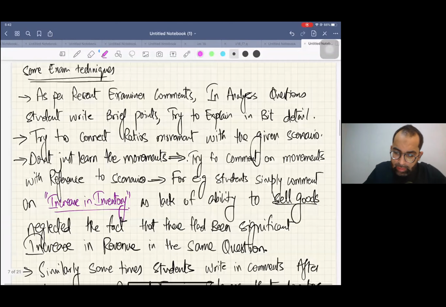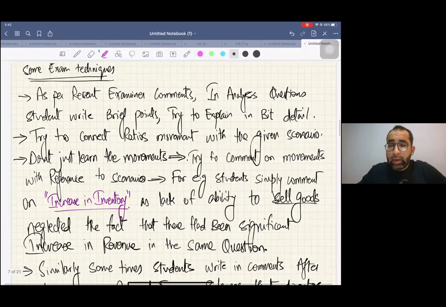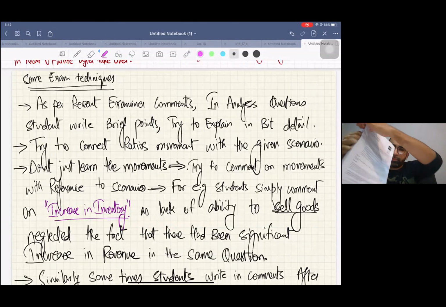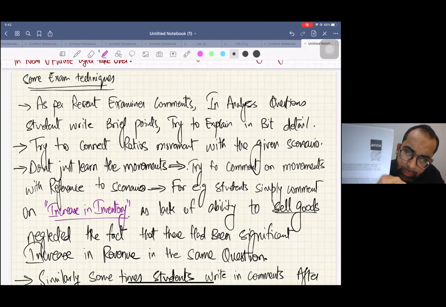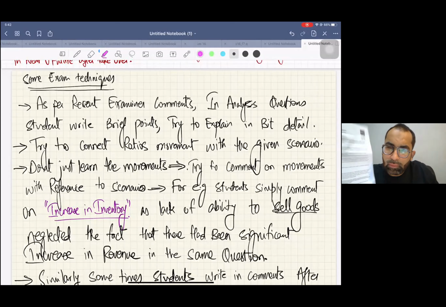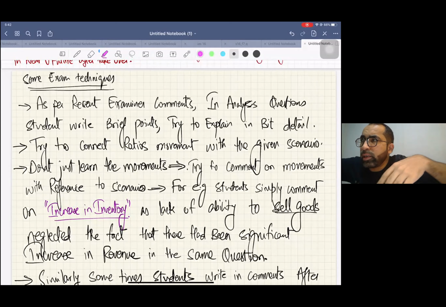Now, I always recommend, and now I beg you, to read examiner reports. I can show you. See, I also read the examiner report. See this. Can you see in the camera? This is something outclass, something next level. And the reasons for failures are given in this examiner report.